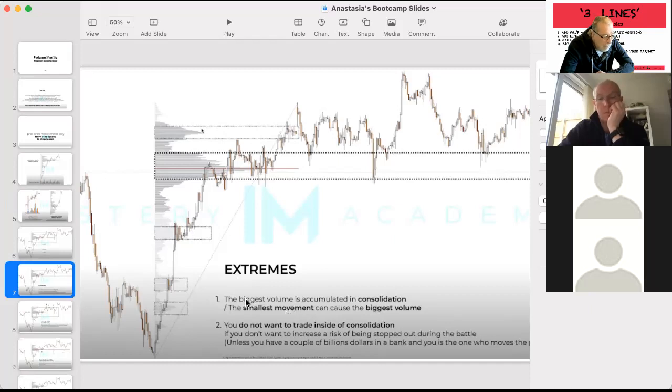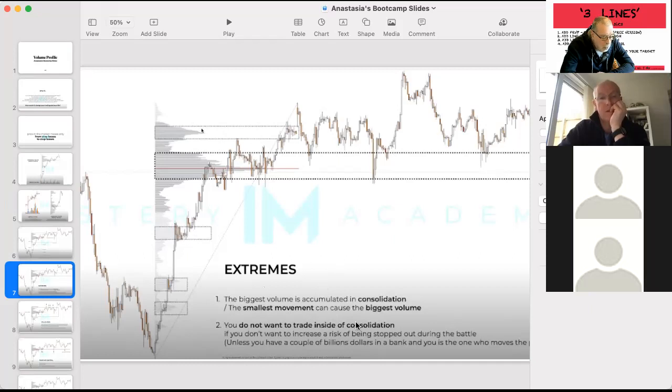And the movement in price is smaller here than it was there, and it's smaller here than it was there, and it's smaller here than it was there. So what she's saying is the smallest movement can cause the biggest volume. So these are the smallest movements, but the biggest volume of investment, if you like, is occurring at those times.